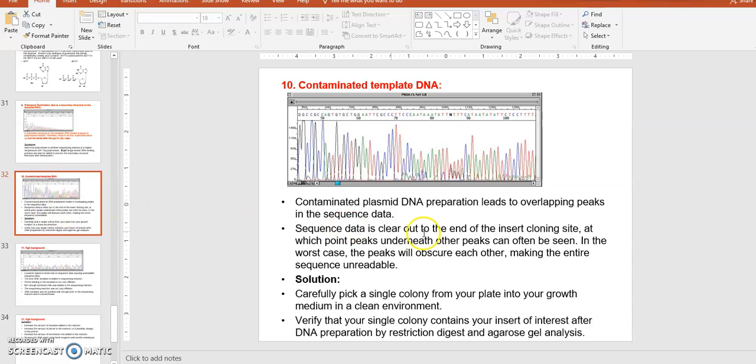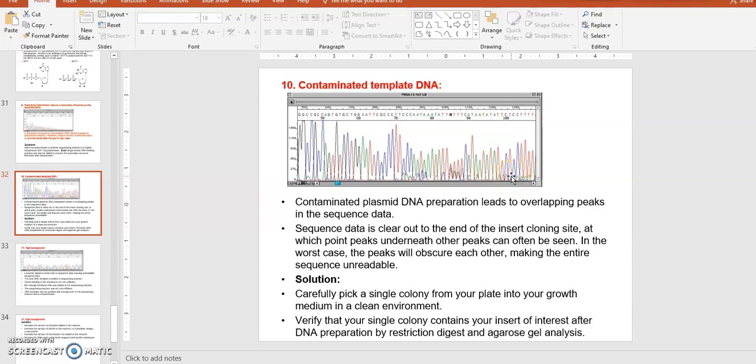And then the contamination issue on your template DNA. Like I said, you should use a very clean template DNA for your sequencing. Otherwise, you have very strange results and polymerization is not going to work. A contaminated plasmid DNA preparation will lead to overlapping peaks. There may be some peaks overlapping like this, because the primer is binding on the normal target template DNA, but there's another background DNA and your primer may bind to it, so a background peak may show up.